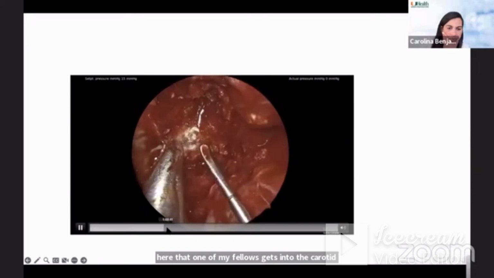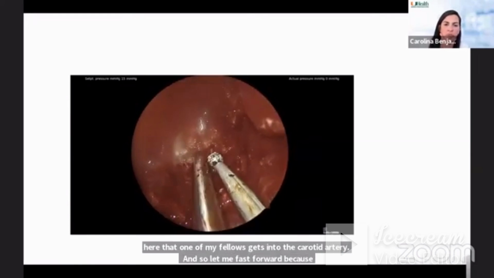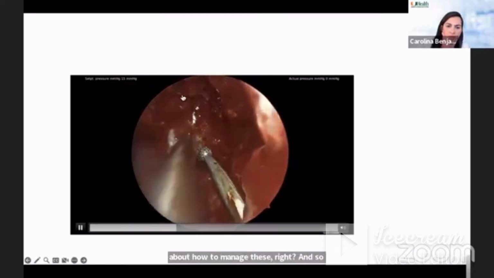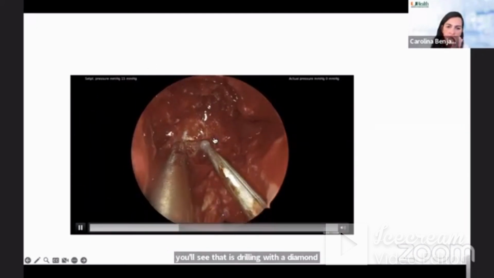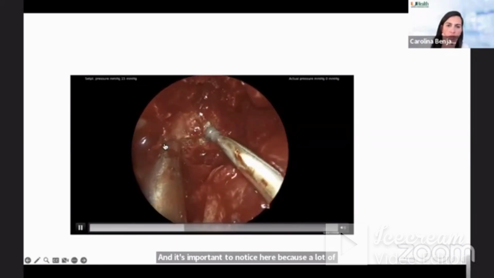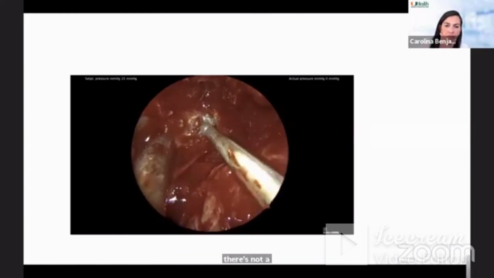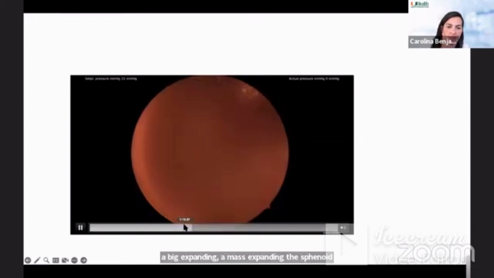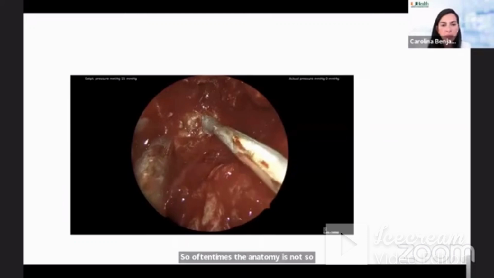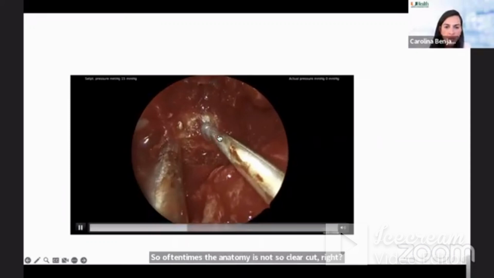Let me fast forward because the approach is not so important, but we want to talk about how to manage these, right? You'll see that is drilling with a diamond drill there. And it's important to notice here, because in a lot of these expanded approaches, there's not a big mass expanding the sphenoid sinus. There it is. So oftentimes the anatomy is not so clear cut. It's not like a big pituitary gland, so you have to be very careful.